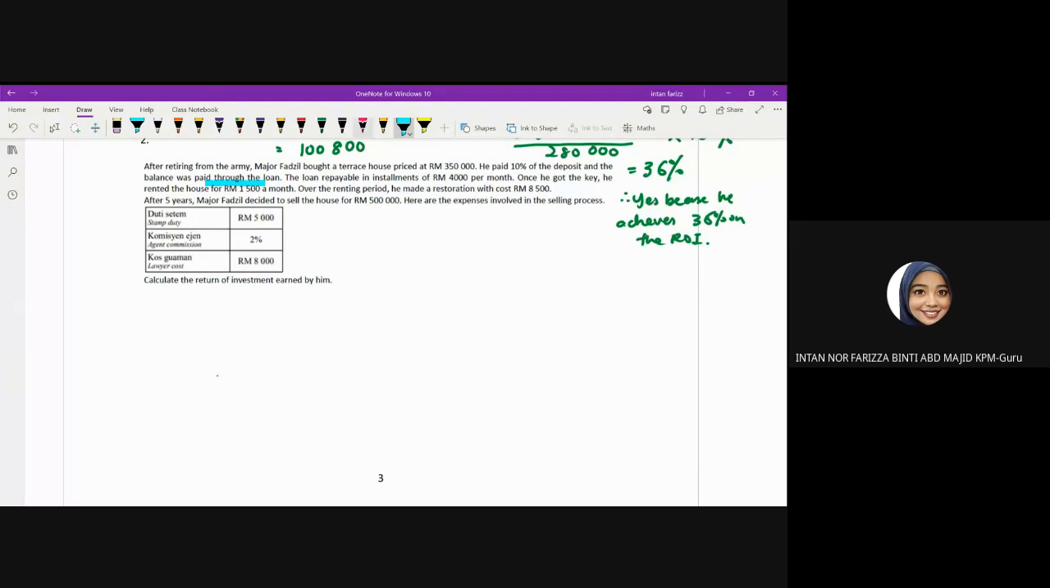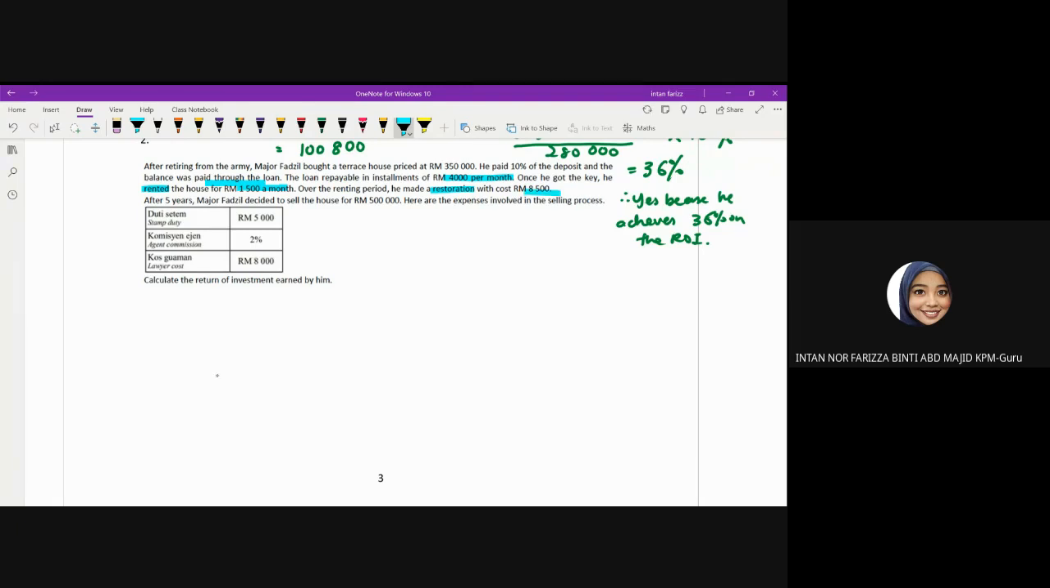Alright, so the loan repayable in installment of 4,000 per month. This is the amount of money that has to be paid to the bank. Once he got the key, he rented the house for 1,500 a month. So rented, that means this is a source of income and should be put under in. Over the renting period, he made restoration. Restoration means renovation, over the cost of 8,500.